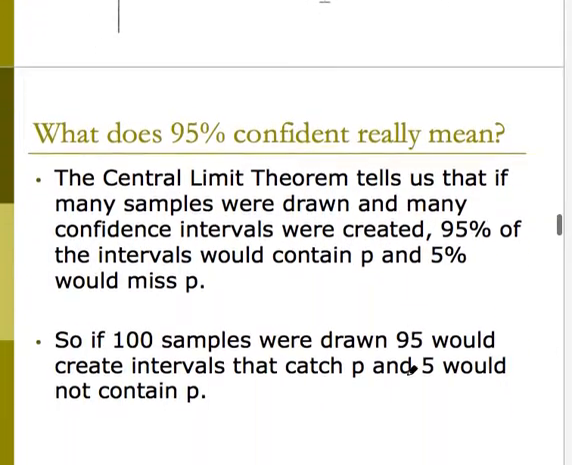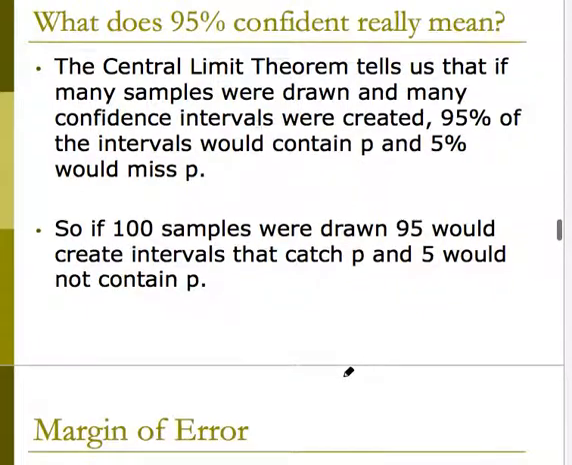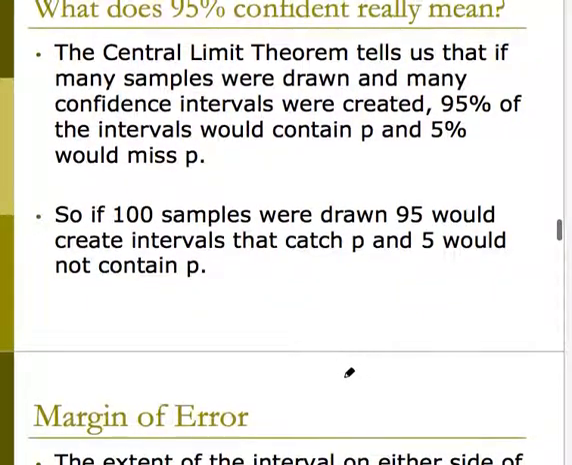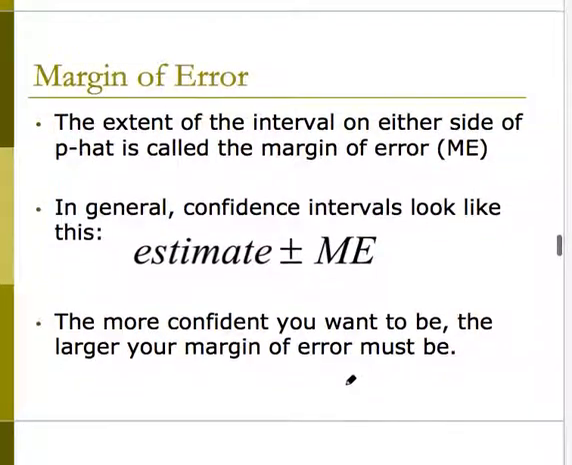Okay, so the central limit theorem tells us that if we selected many samples and we collected many confidence intervals, 95% of the intervals will contain P and only 5% will miss them. So if 100 samples were drawn, 95 of them would create intervals that catch P and 5 would not contain P. Okay, all right, so now we're going to look at margin of error.